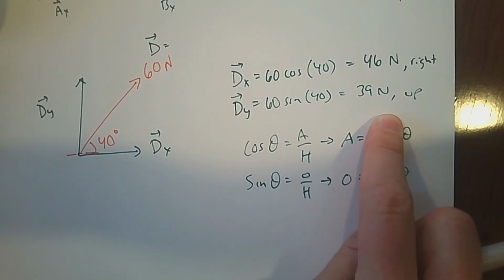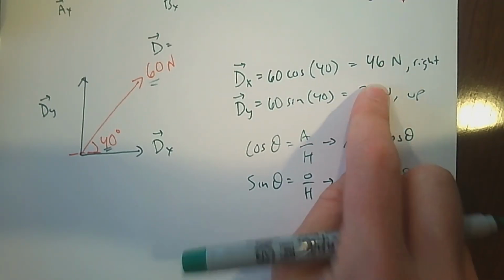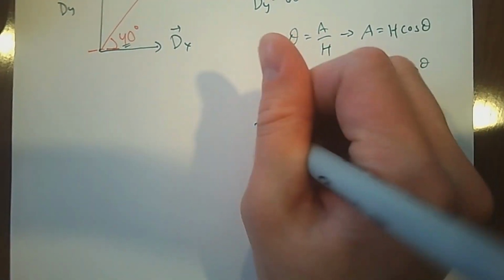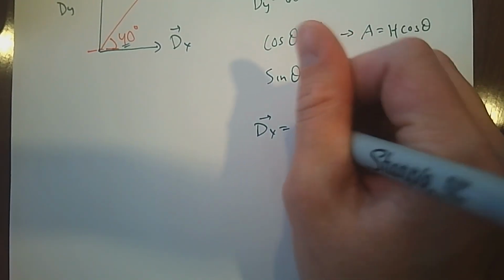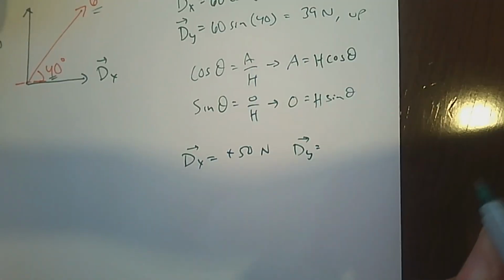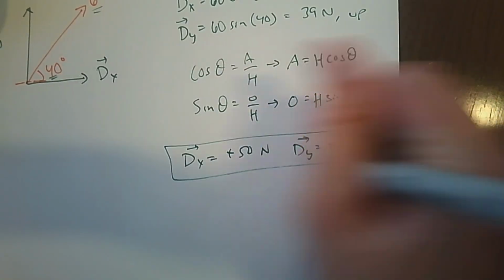Now, real quick, not super important here, but this is 1 sig fig and 1 sig fig. So it would be more proper to say that my x component is, let's say, positive 50 newtons, and my y component is positive 40 newtons.